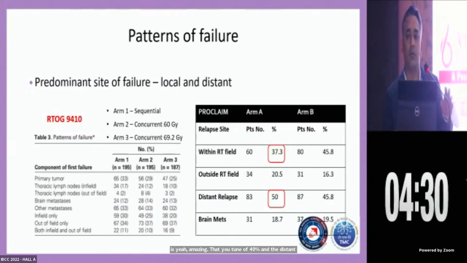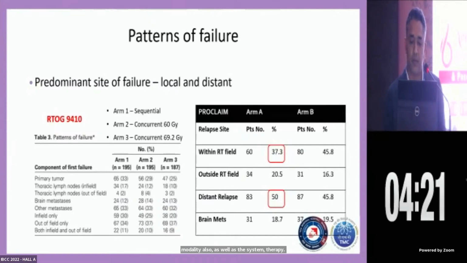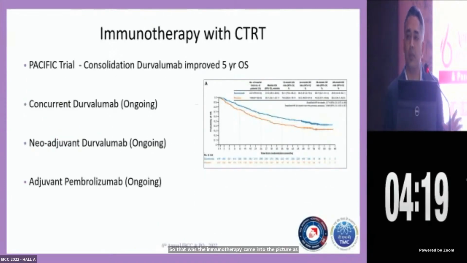So we need to act upon the local modality also, as well as the systemic therapy. That's why immunotherapy came into the picture as far as the PACIFIC trial is concerned. When immunotherapy is combined with the chemoradiation therapy, we have the PACIFIC trial. It is the consolidation durvalumab, and it has improved the overall survival to approximately 42% at 5 years.